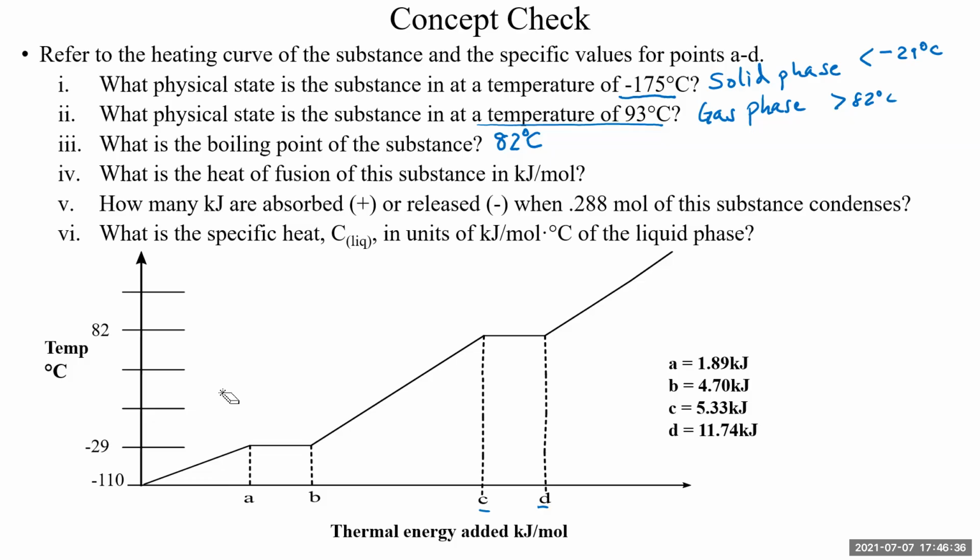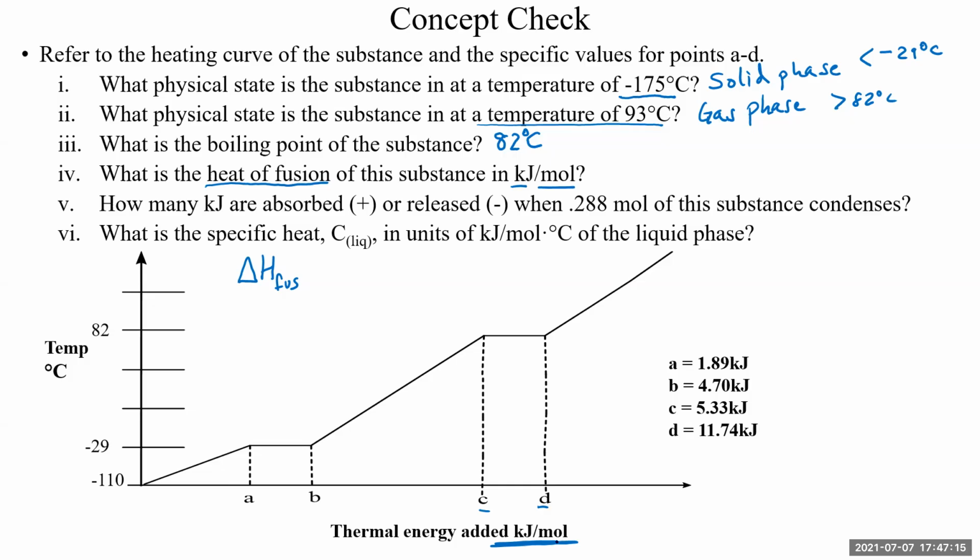What is the heat of fusion? Remember, the heat of fusion is delta H fus. This is the term that governs the solid to liquid interconversion, the solid to liquid physical state interconversion. What is the heat of fusion of this substance in kilojoules per mole? Well, luckily, I've labeled this in kilojoules per mole for your convenience, but that's not the answer, right? We have to figure out the answer. We have to figure out first, where's this heat of fusion located?